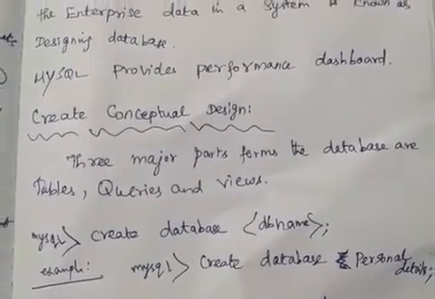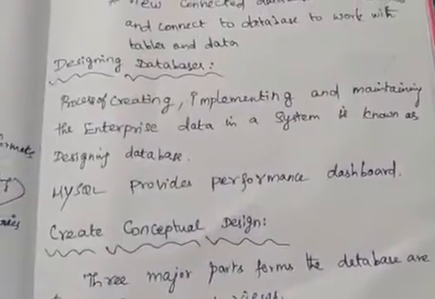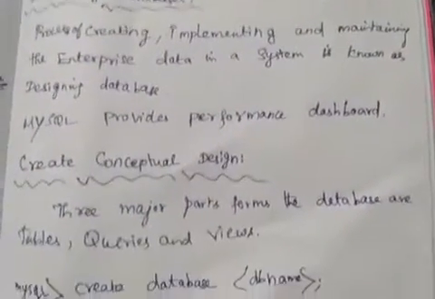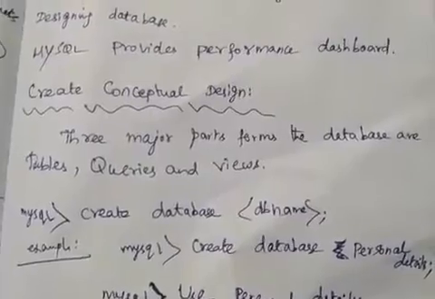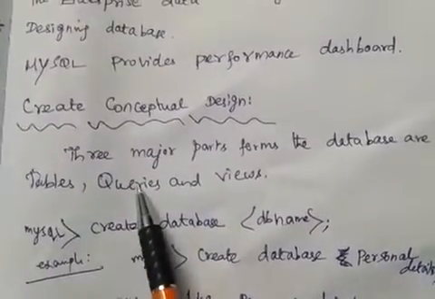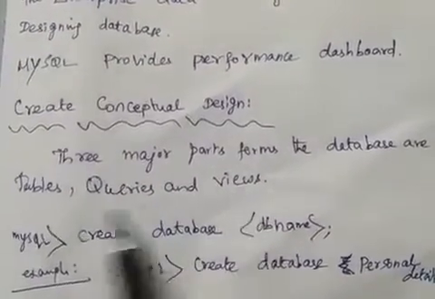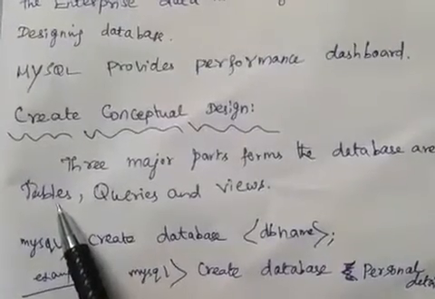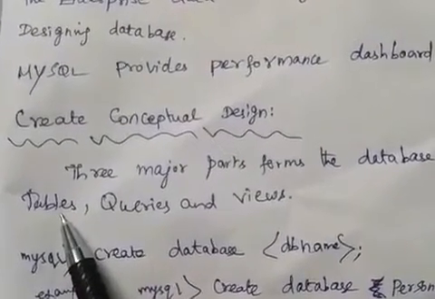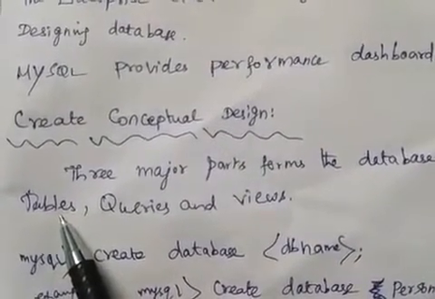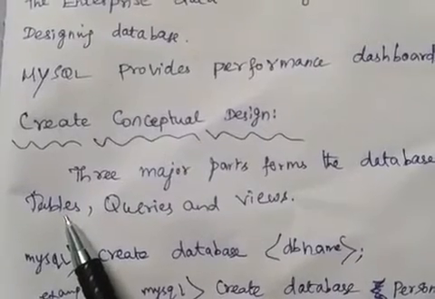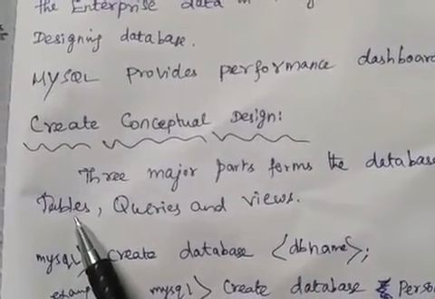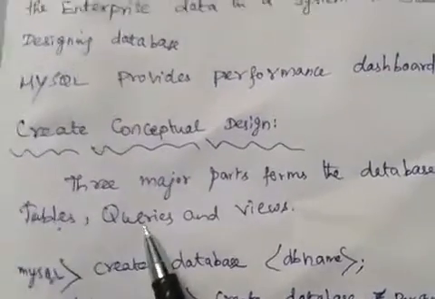So what is a database? Here a database is a combination of three major parts. What are they? Tables, queries, and views. Already we had seen about tables. What is a table? It is a collection of rows and columns. It is similar to an Excel sheet. It contains multiple rows, and each row is called a record, and each column is called an attribute. Already we had studied. So here, queries.